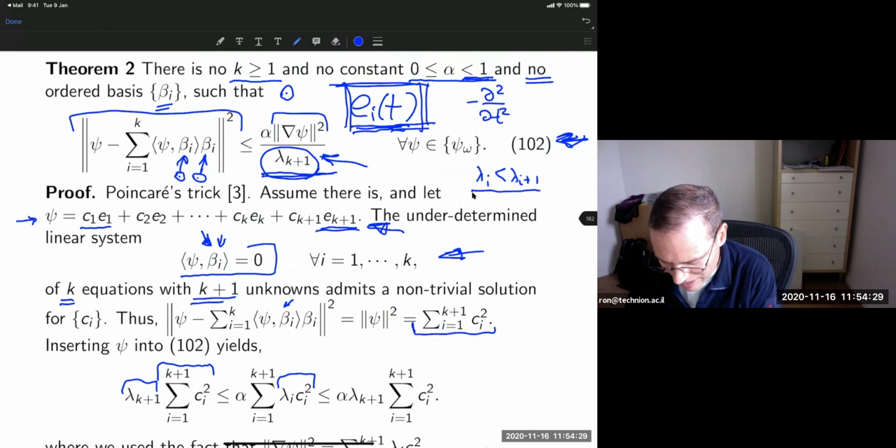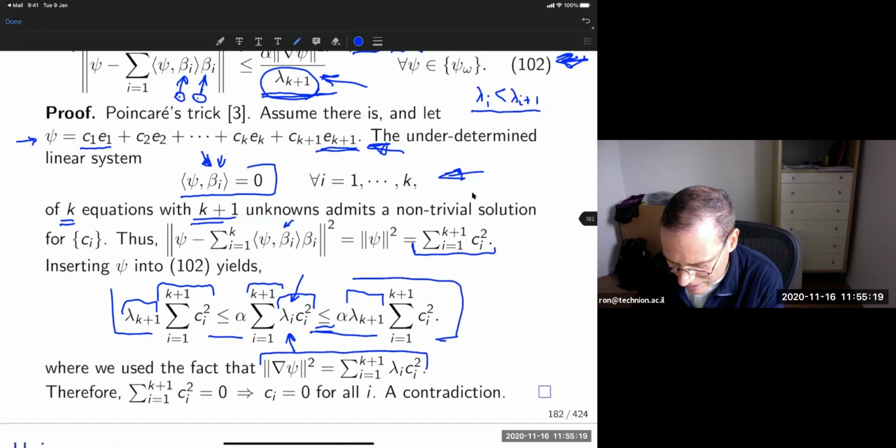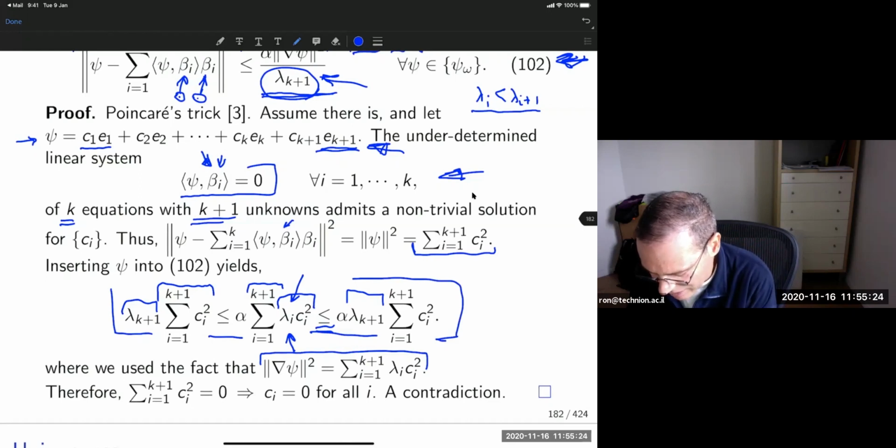Okay. Now I know that the lambda_i's are ordered in a non-decreasing order, and this goes for i equals one to k plus one. So I can pull the lambda k plus one out of the summation and still keep the less or equal. And now here we use the fact that we can write my bounded signal as such. So here I plug this part. Now, this inequality would hold for alpha smaller than one only if the sum of the energy of the signal is equal to zero. Otherwise, I would not be able to.